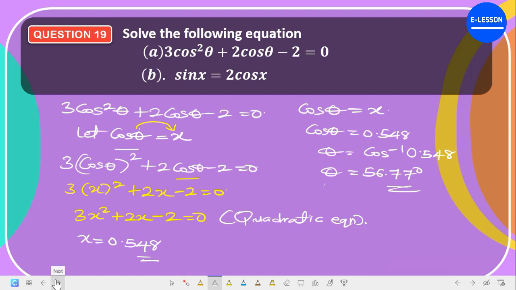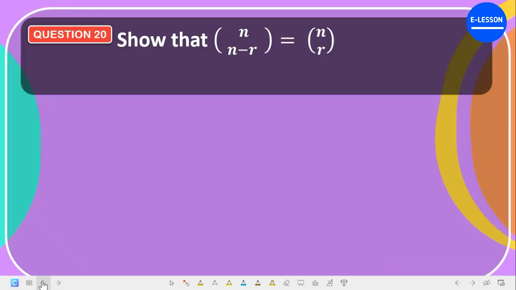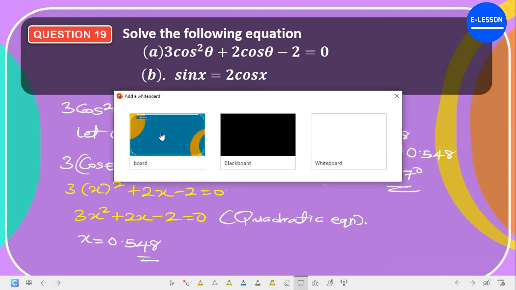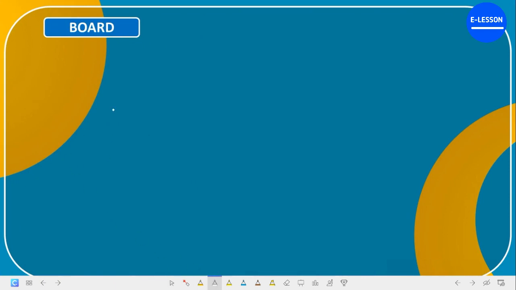The next one says sine x is equal to 2 cos x. Let's try that one together on a different board. Sine x is equal to 2 cos x. Now, what do we do in this case? First of all, we need to make 2 stand on its own and then look for another way to represent this thing. So divide both sides by cos x.